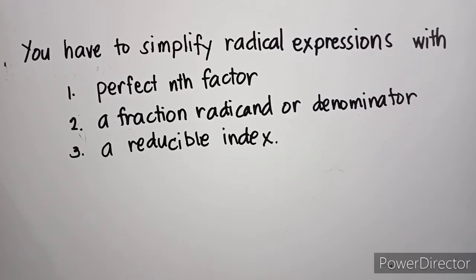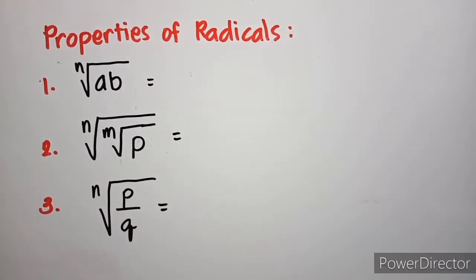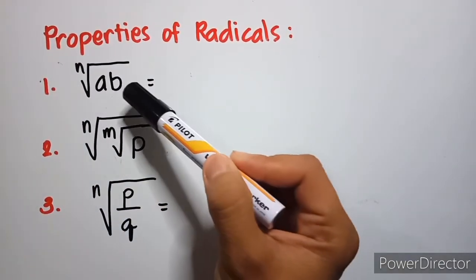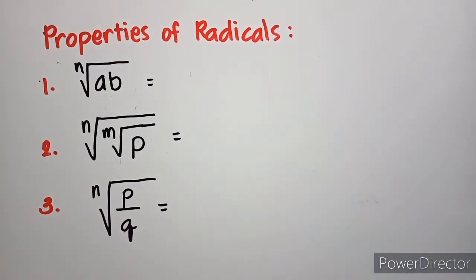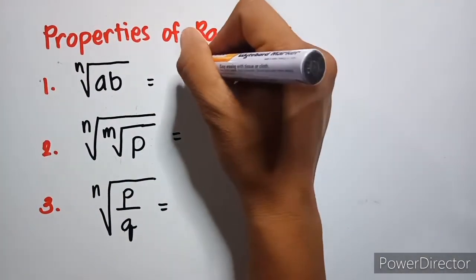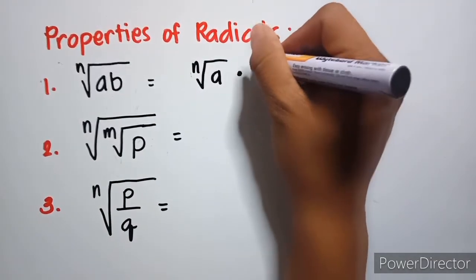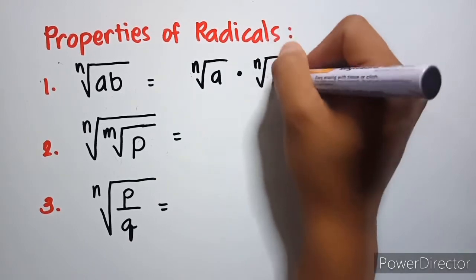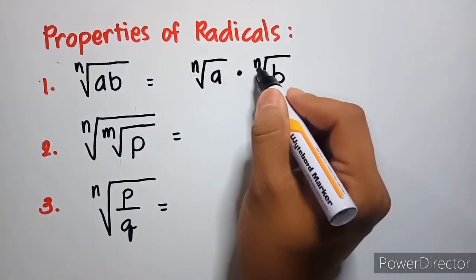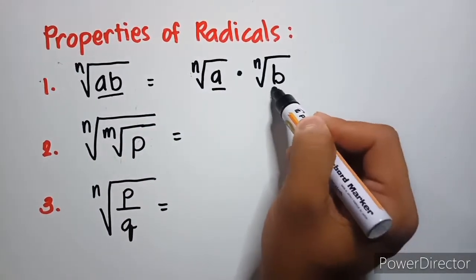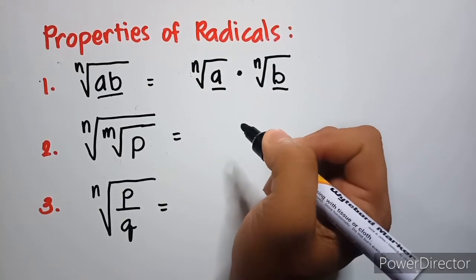So, we have to bear in mind the following for us to simplify radicals. Properties of radicals. Number 1, if we will have the nth root of AB, pwede natin siyang paghiwalayin na nth root of A times nth root of B. Same index, which is the nth root. So, pinaghiwalay lang natin ang radicand, yung A at saka yung B. So, that's the first property.